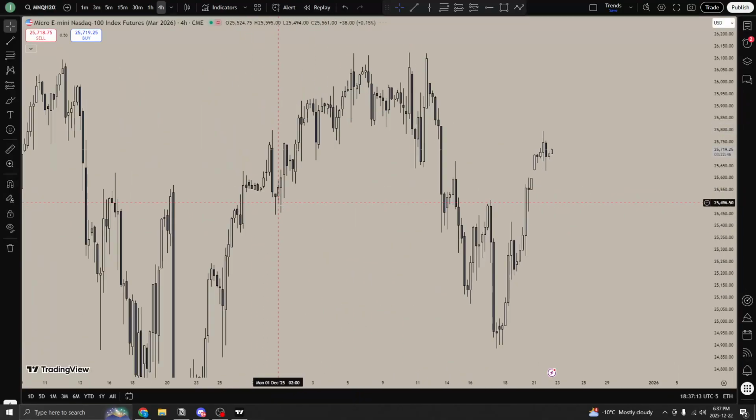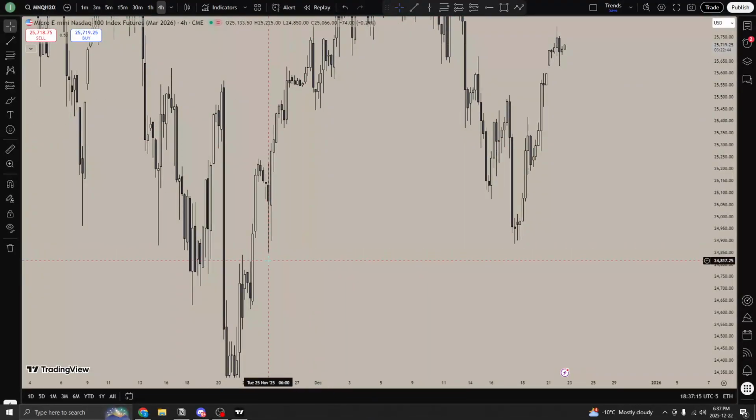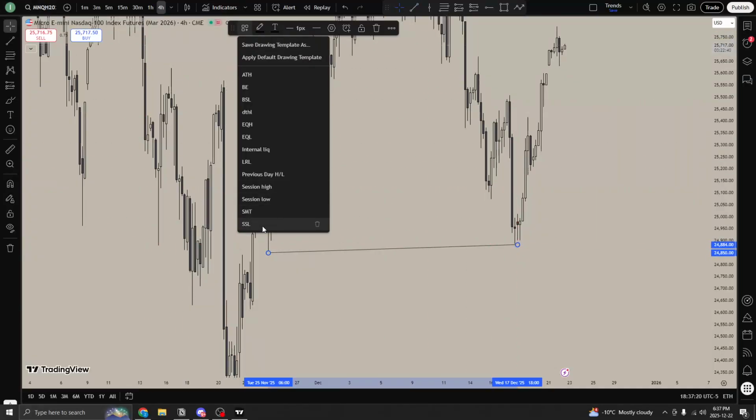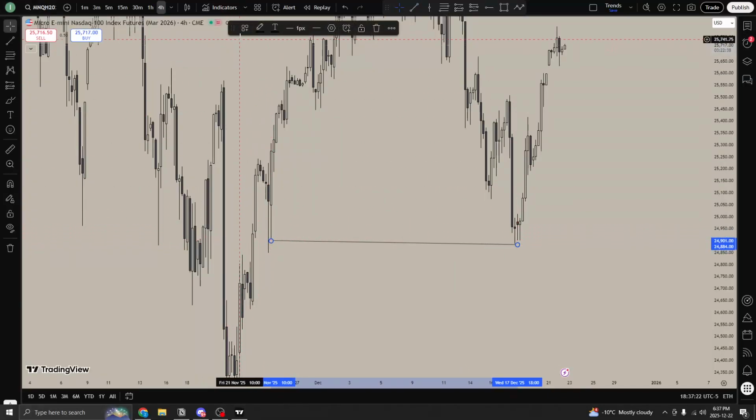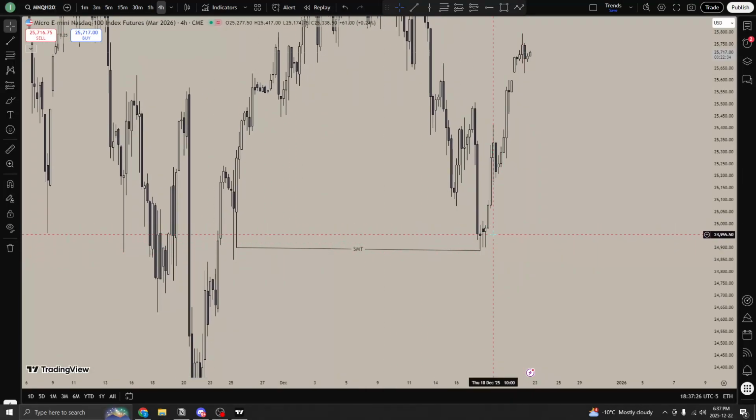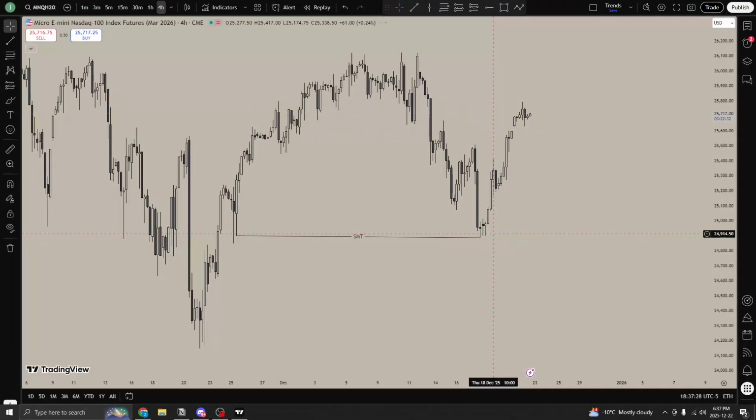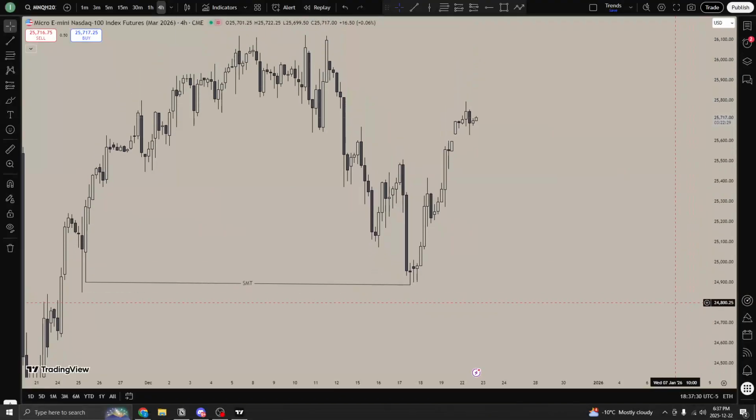Oh man, yes, what the fuck? My bad. Show him the SMT. Yeah, so here's the SMT, it was with the first wick. This wick, yeah. Alright, so SMT with this low. Perfect. So yeah, now you guys see the SMT.